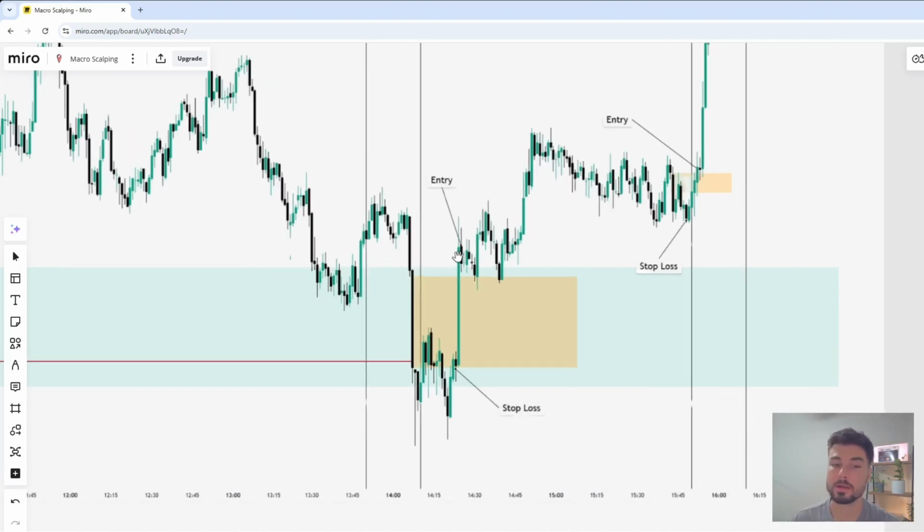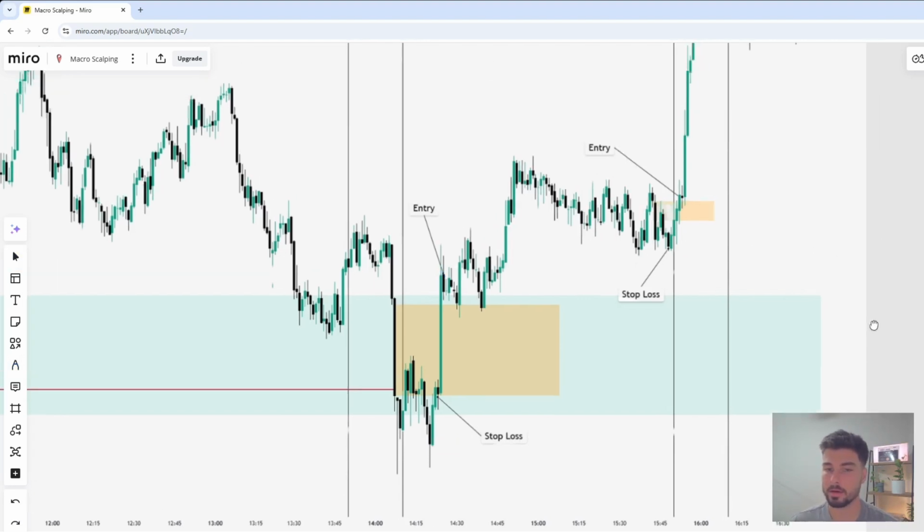Again, stop trying to aim for perfection. It's just a harsh truth. And aim for repeatable processes. So that's an entry there. Stop goes below these bodies. Target a 1-to-1. Target what you need. Happy days. And if you want to trade the end of day macro, same thing here.